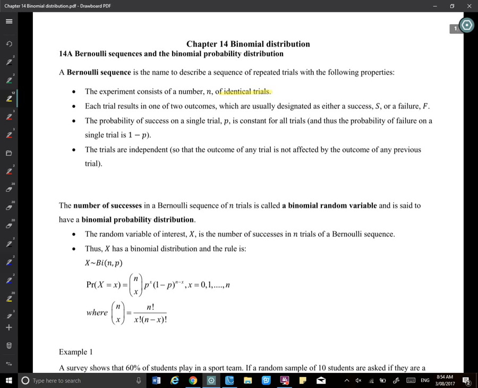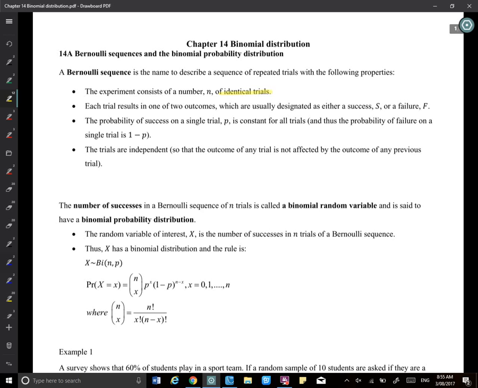So you only have two outcomes, which are usually called success or failure, S or F. I have success trials or failure trials. So toss a coin. The result will be head or tail, but I can say getting a head is a successful experiment and getting a tail is a failure.